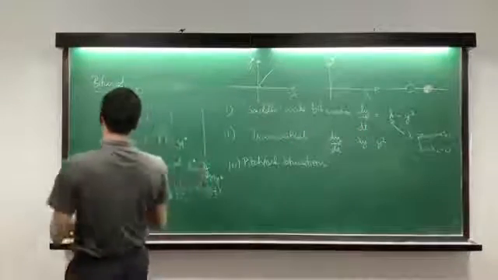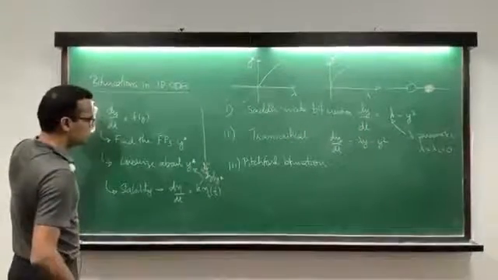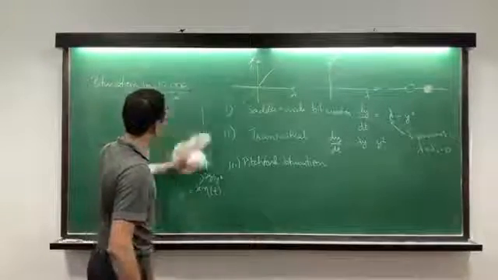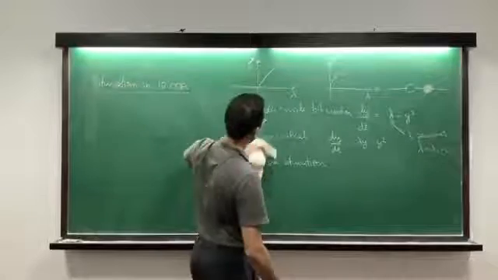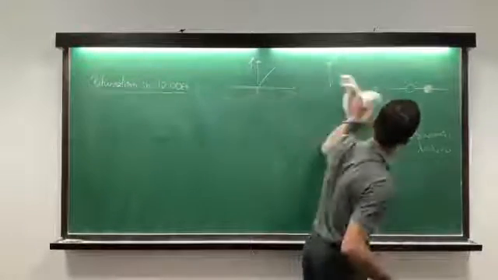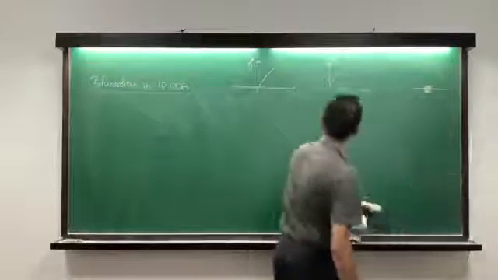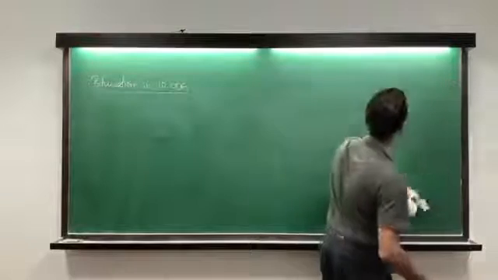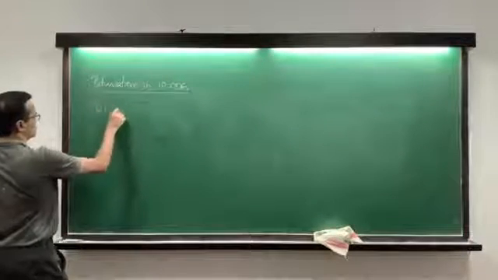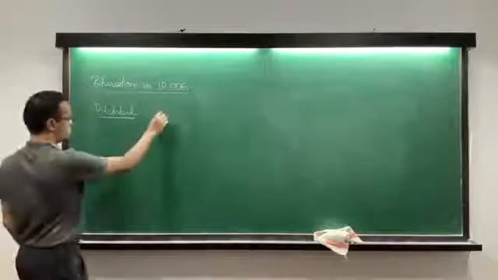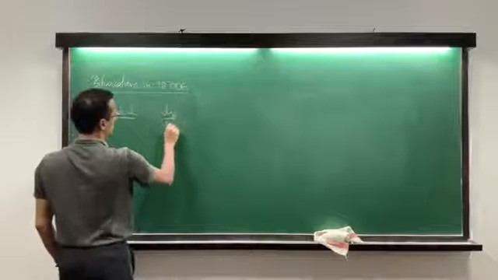Good. Now, in order to be able to do this, let me first write down the normal form for a pitchfork bifurcation. Just like this, these two are normal forms for these two bifurcations. Turns out the pitchfork has two variants. The first one has an equation like this.